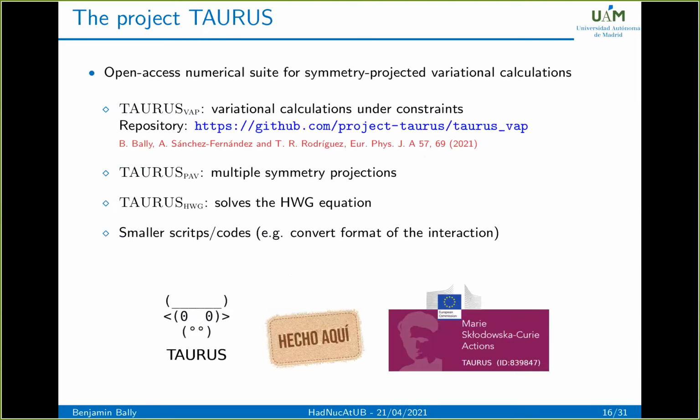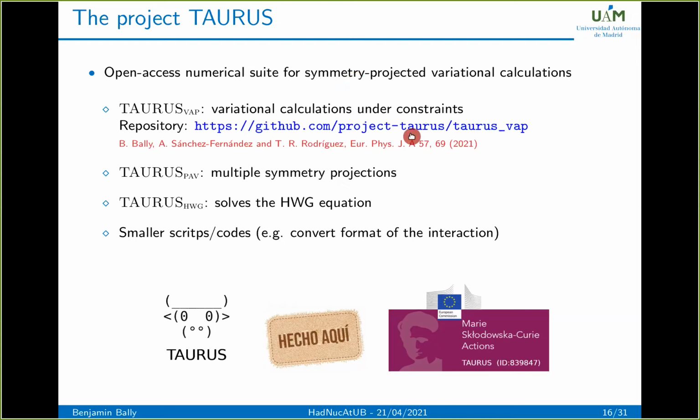To perform this kind of calculations, we developed, at Madrid, a project that started in Madrid, the first year when I was there, and now is funded by a Marie Curie fellowship. We have started to develop a new numerical suite that we call Taurus. You pronounce it how you want, in French or in Spanish, or in Latin, which would be more correct. It's a numerical suite that allows you to perform very general symmetry projected variational calculations.